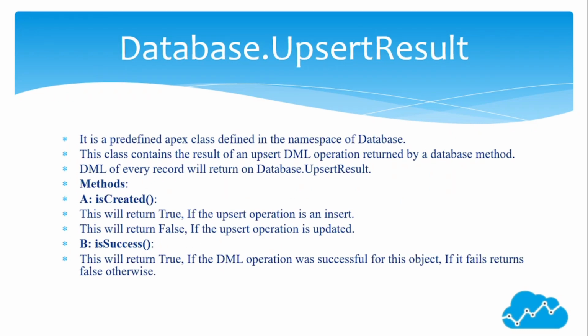Database.UpsertResult. It is a predefined Apex class defined in the namespace of Database. This class contains the result of an upsert DML operation returned by a database method. DML of every record will return a Database.UpsertResult. Methods: isCreated method. This will return true if the upsert operation is an insert, and false if the upsert operation is an update. isSuccess. This will return true if the DML operation was successful for this object. If it fails, it returns false.